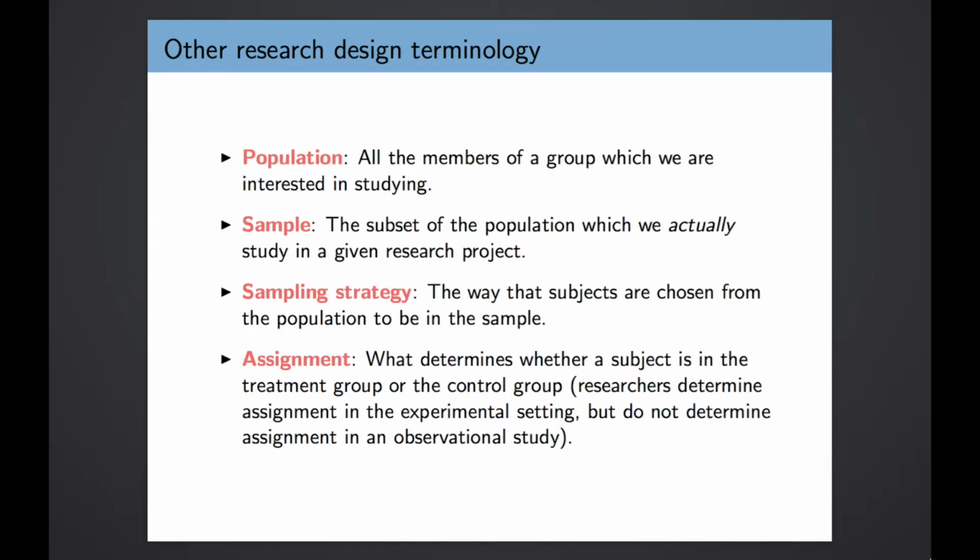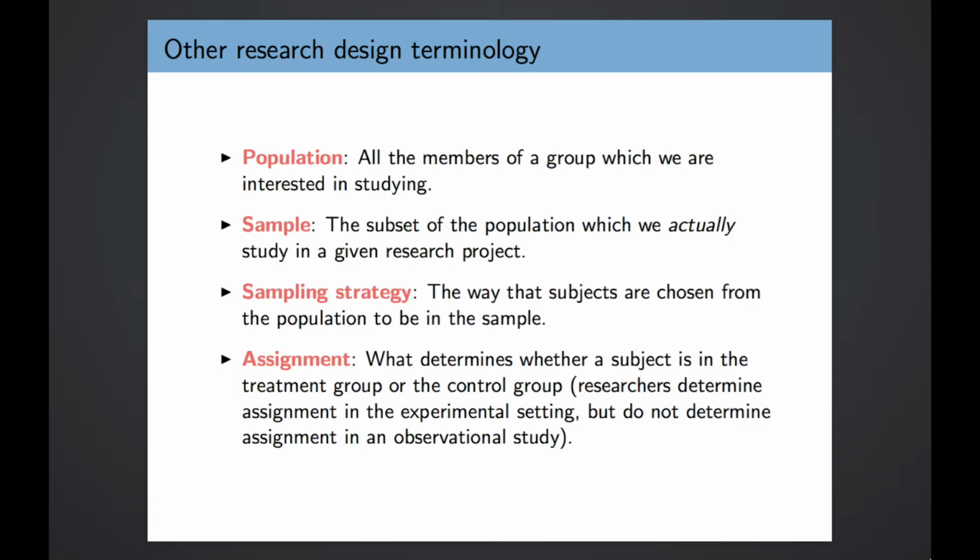Okay, a couple more research design terms that you should know. A population is all the members of a group which we're interested in studying. So if I have a research question that is about all adults in the United States, that's my population, the adult population of the United States. If I have a research question that is about lake trout, then my population is all lake trout. If I have a research question about countries, then my population is all of the countries in the international system.